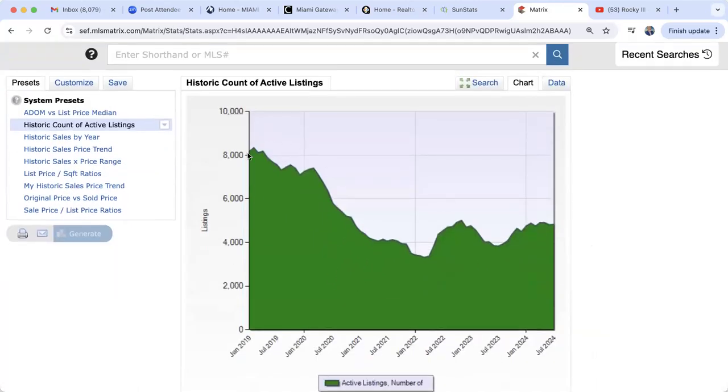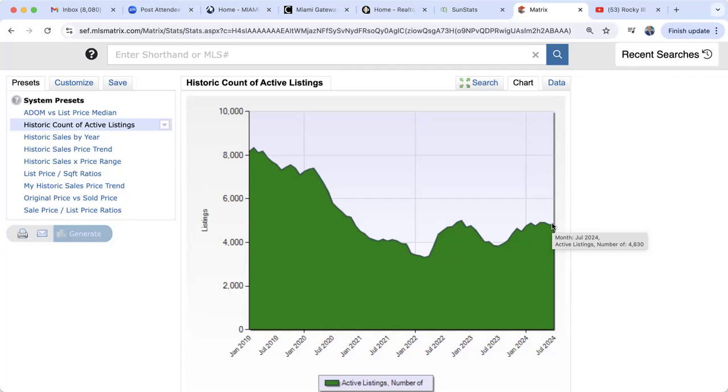All right, so going back to 2019, we were slightly above 8,000 available listings. And then during the COVID years, our inventory drastically decreased. Our lowest point was somewhere around April of 2022, and we were very low, right around 3,000 active listings. Now you come up here and you have, as of July, about 4,800 active listings.